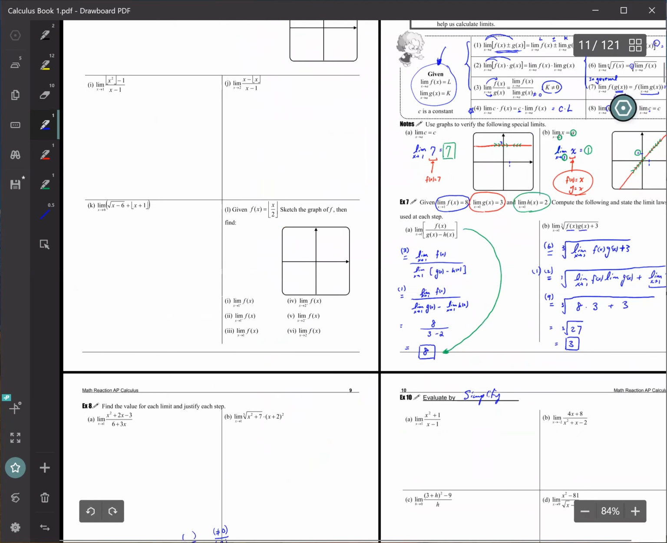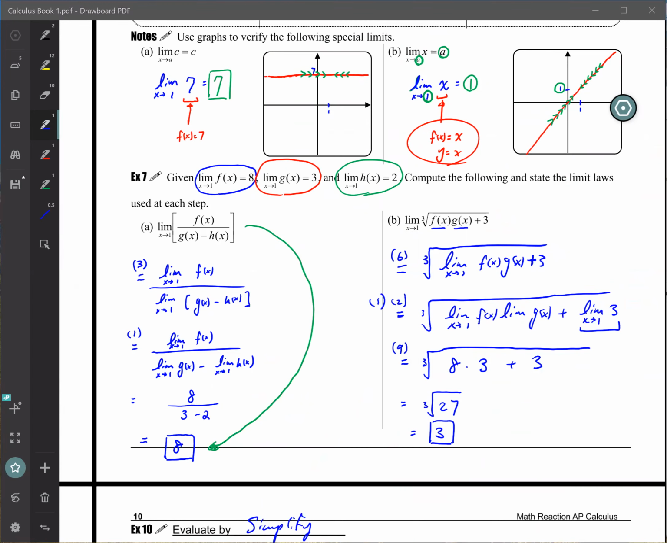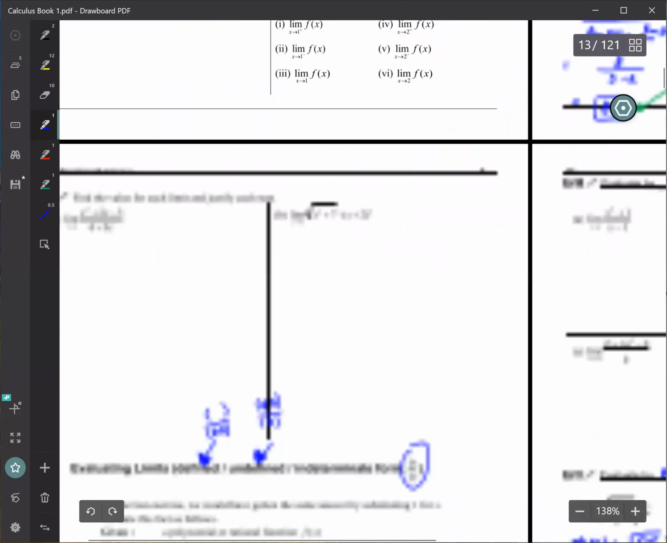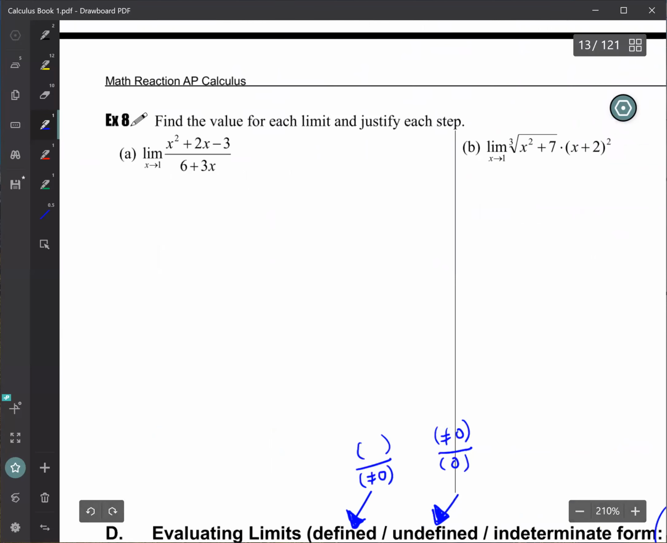Okay, let's look at another one. So right now, you don't know what the f of x or g of x is. In the next example, they will tell you what the functions are, and then you're actually using the functions to get the answer. So we'll go over one together and let you try the other one. Same thing, we need to write down the law, which law we apply.